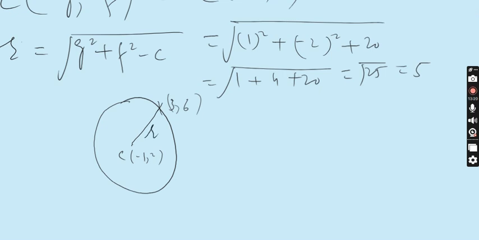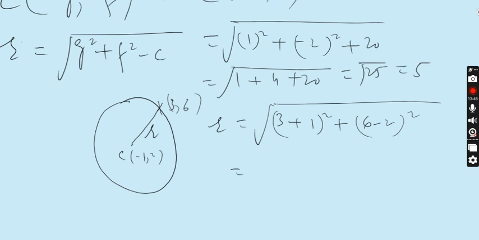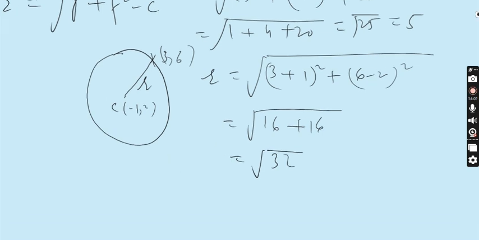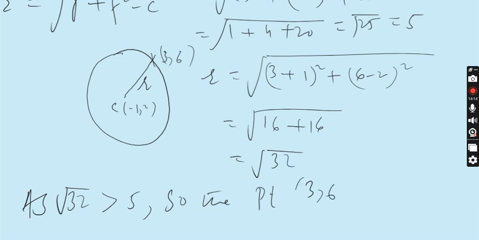The distance is R. If the value of r is 5, then this point is on the circle, and if the value of r is greater than 5, obviously the point is outside the circle. Now check the distance. R is equal to root of (3 minus minus 1) square plus (6 minus 2) square. 3 plus 1 is 4, 16. 6 minus 2 is 4, 16. 16 plus 16 is 32. And the square root of 32 should be greater than 5. So you have to write root 32 is greater than 5. So the point 3 comma 6 is outside the circle.